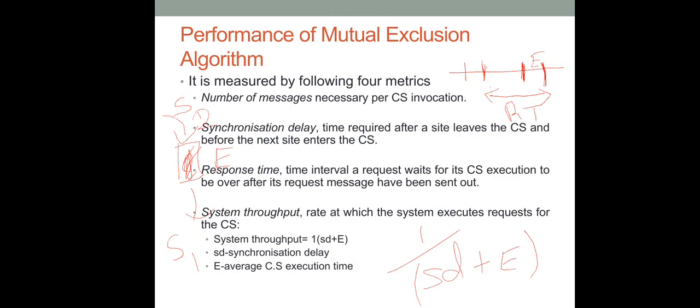So this was one of the performance criteria. The second one is synchronization delay. Synchronization delay means, after a site has released the critical section, how much time the algorithm requires before allowing another site to enter the critical section. In the best case, for the Lamport algorithm, when a site moves out of the critical section, it will send a release message to all other sites. Let us say the time to send a message from one site to another site is T.